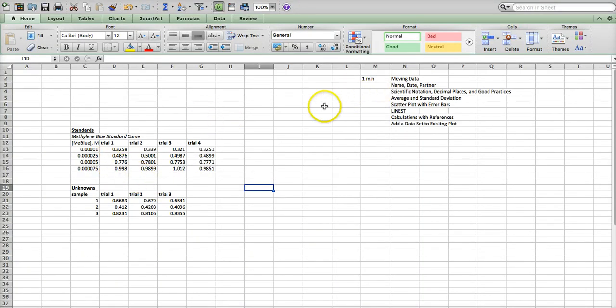So now that you know how to move data around, the next thing I want to talk about is the name, date, and your partner, any pertinent details that you need to have for future reference about what's going on, or if we ever ask you to turn in an Excel spreadsheet. You need to have in the cell A1 your name, so there's my name, Dr. Bixby, and the date, and it is 8/28/17. And you can put your partner.